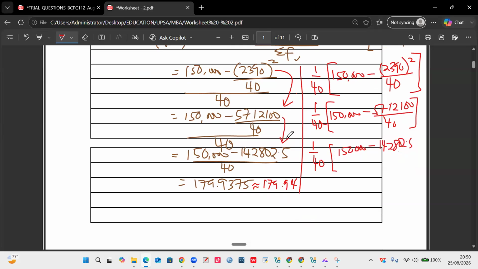150,000 minus 142,802.5, just as we've gotten it there. Then what is in the square brackets? We have 150,000 minus 142,802.5. We are going to be left with 1 over 40, open bracket, 7197.5. Are you getting it?